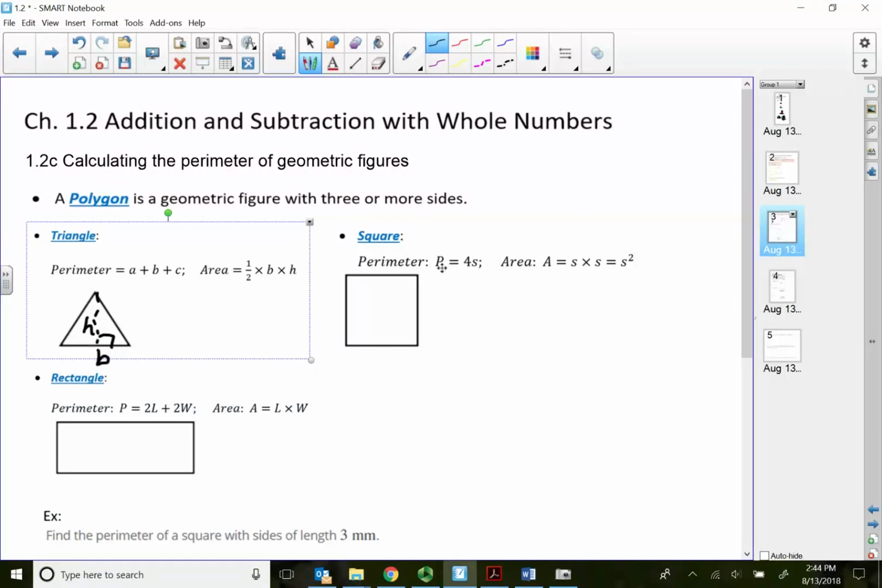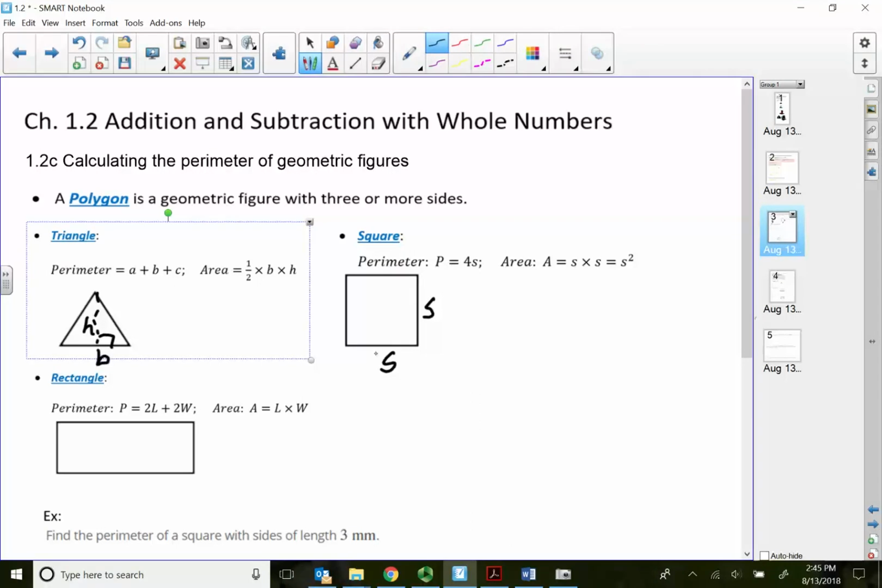For a square, as you can recall, all four sides are the same. We label them as S and S. So to find the perimeter, we will say S plus S plus S plus S, which is 4S. And to find the area, we normally just take how long the side is times itself.